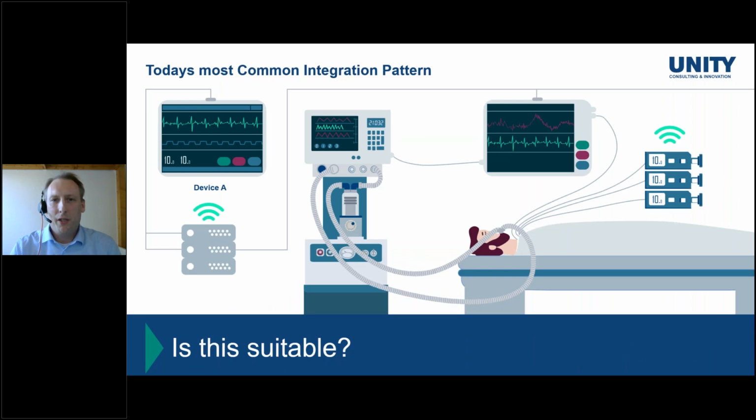Today's most common integration pattern would probably look something like this. The ventilator would be connected to the patient monitor, probably with a serial connection. It would exchange data, but there's typically no control flow on this line. The patient monitor itself is connected to a patient monitoring network, and provides the data maybe to other patient monitors or a central station, and maybe to something like a gateway or some other means where the data is provided to third-party applications like our device A. This is depicted here with the servers in the left corner of the picture.